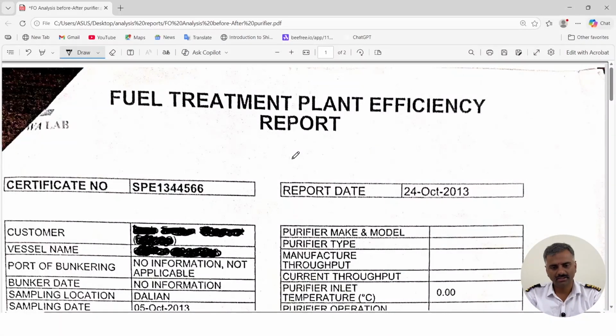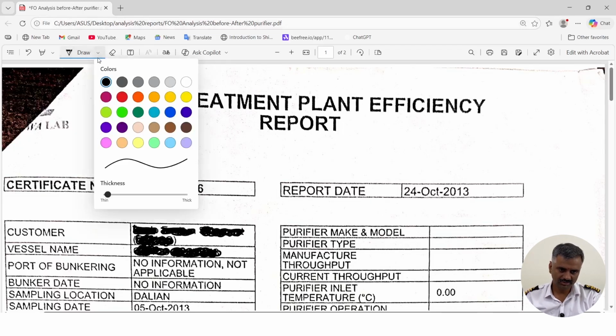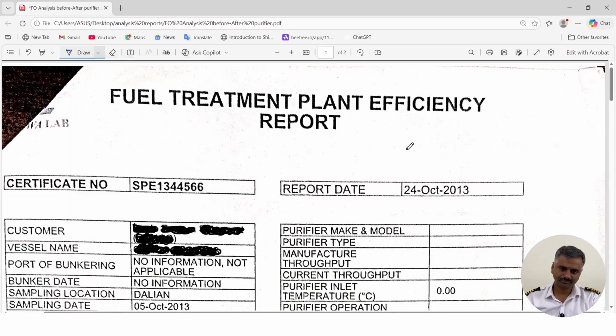Hello guys, now we will discuss the fuel treatment plant efficiency report. What do we mean by fuel treatment plant? Basically, the fuel treatment plant on board is the system from the settling tank to the purifier and from the purifier to the service tank. So this is your fuel oil treatment plant on board.